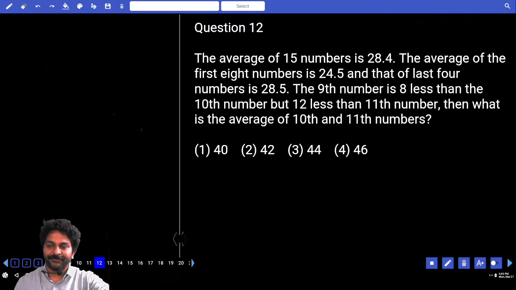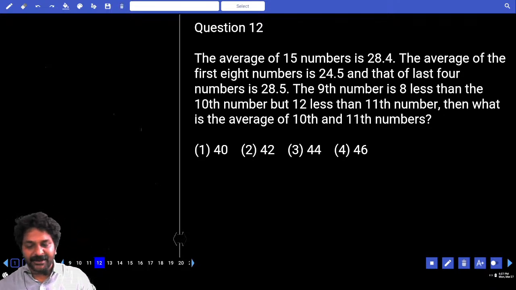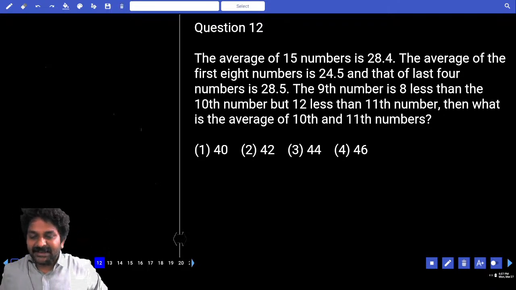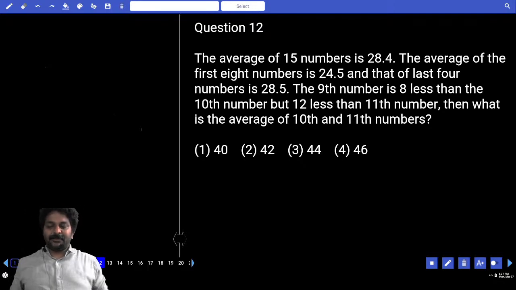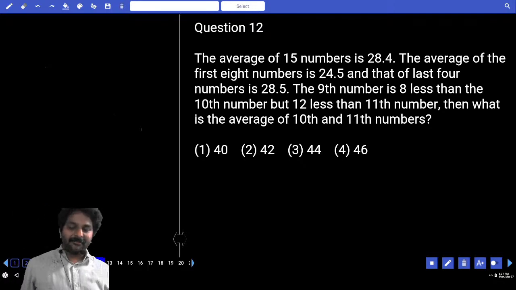The average of 15 numbers is 28.4. The average of first 8 numbers is 24.5. And that of last 4 numbers is 28.5. Ninth number is 8 less than the 10th number, but 12 less than the 11th number. Then what is the average of 10th number and 11th number?